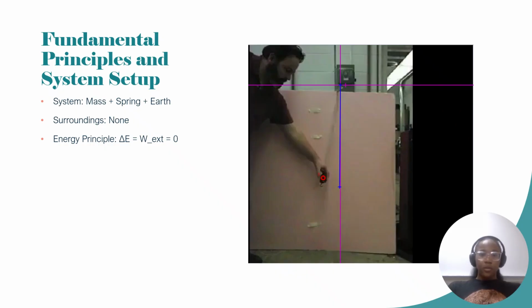By including all three, we can treat gravitational and spring potential energy as internal. I assume the surroundings had no significant interaction with our system, meaning no external work is done. I use Newton's second law to iteratively update the object's velocity and position, and the energy principle to check the conservation of energy throughout the motion.